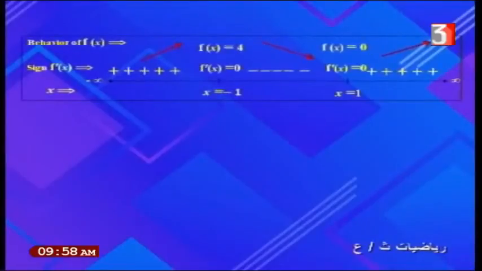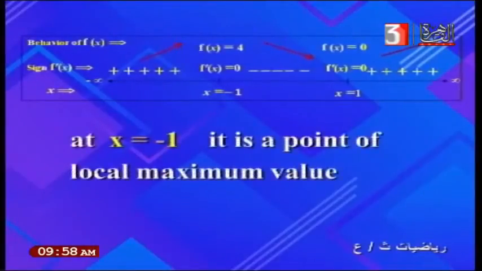Now we have the point of local maximum and the point of local minimum. At x equals negative 1, it's a point of local maximum value. The maximum value is the y value.